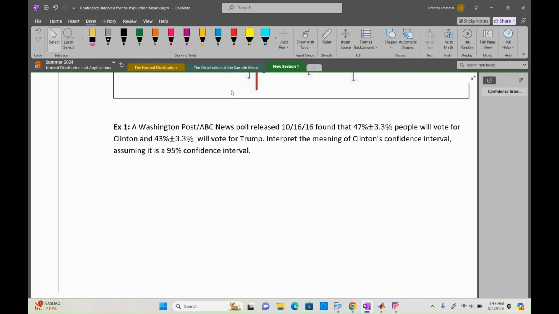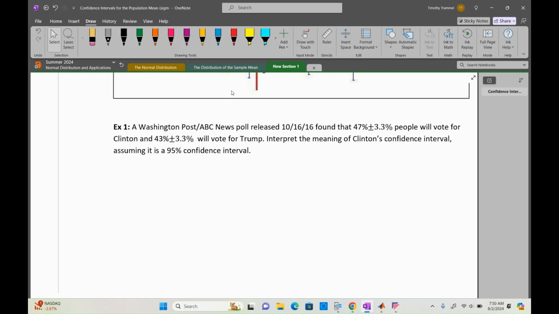Okay. So here in example one, it says a Washington Post ABC News poll released October 16, 2016, found that 47% plus or minus 3.3% of people will vote for Clinton and 43% plus or minus 3.3% will vote for Trump. Interpret the meaning of Clinton's confidence interval, assuming it is a 95% confidence interval. So I still have us working with 95%. We'll look at a different percentage here eventually.